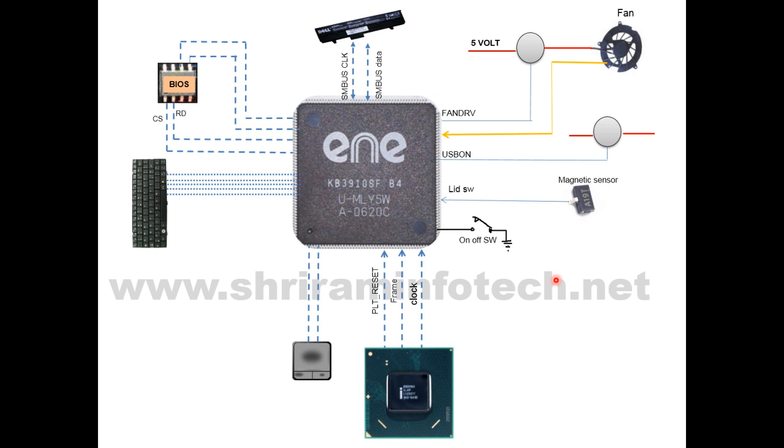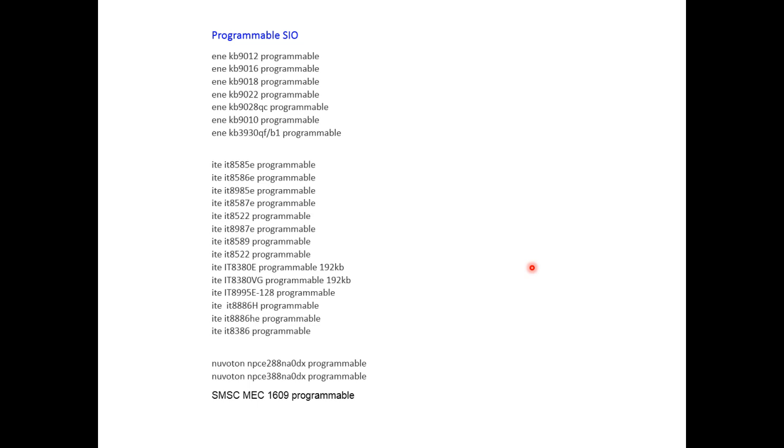Now SIO has 128 pins. This is pin number 1, and it starts from 1, 2, 3, 4 like that. This is pin number 32, then 33, and it goes on like that. It goes anti-clockwise. The number mentioned here is like KB3910. And nowadays the EC BIOS is inside the SIO. So this SIO is called the programmable SIO.